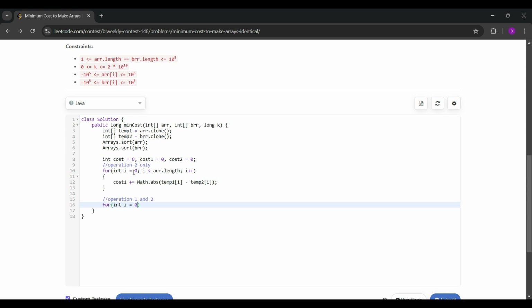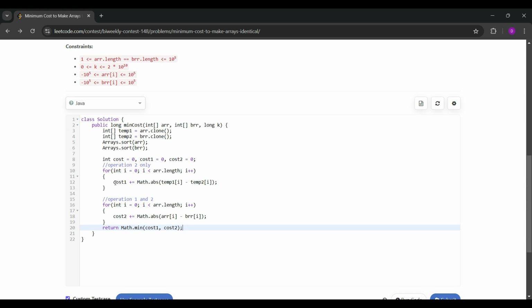So I again loop through the array. So cost2 plus equals math dot absolute of array of I minus, okay. Now I just have to return the minimum of both of them, cost 1 and cost 2.